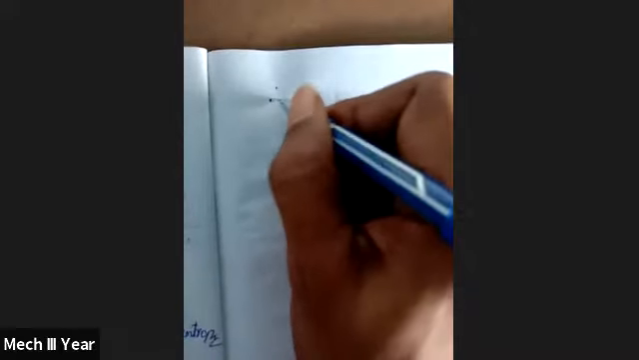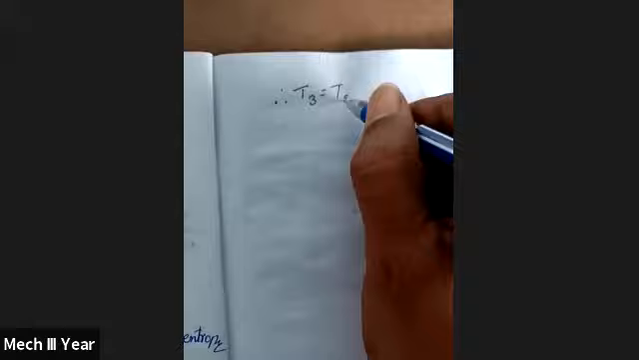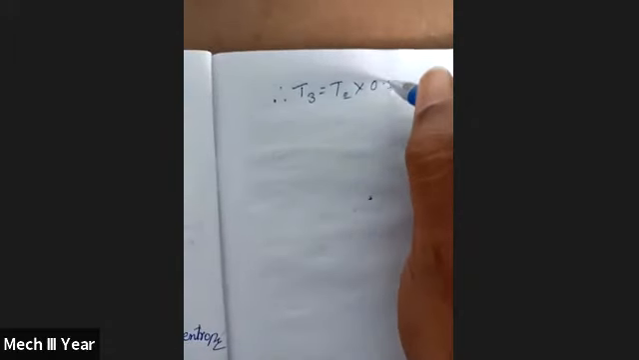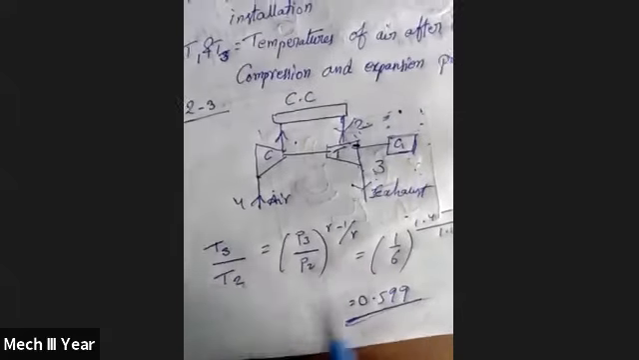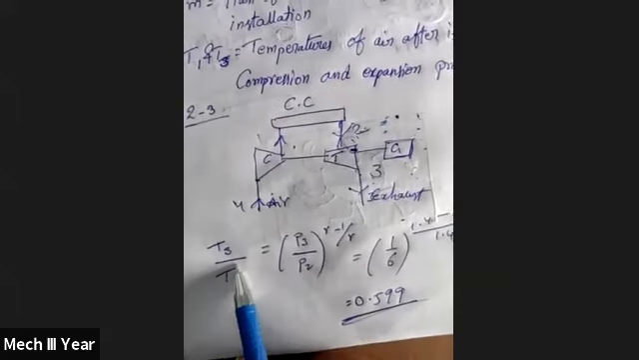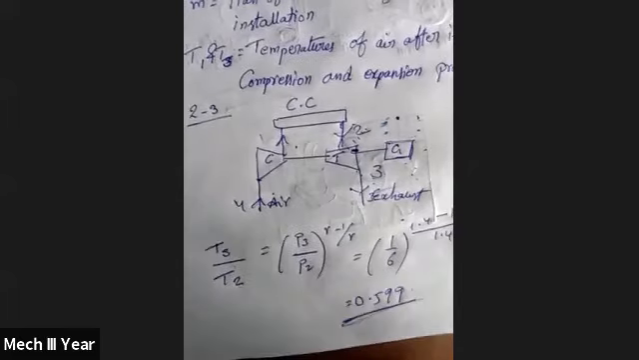So therefore, T3 is equal to T2 into 0.599. Look at this, T3 by T2 is equal to this. So then T3 we need, so T2 comes to this side.